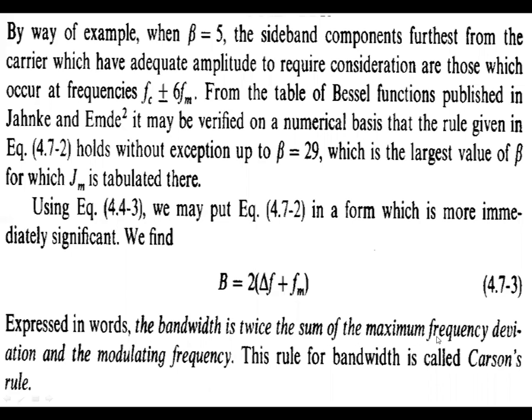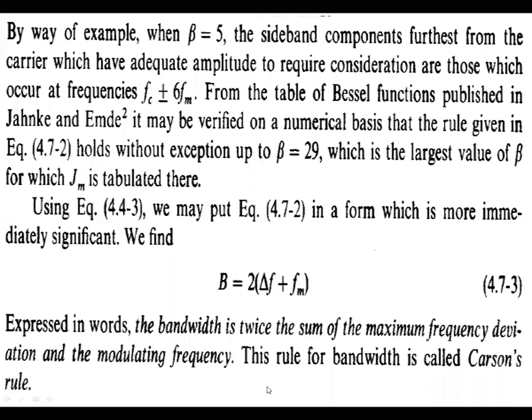of the maximum frequency deviation and the modulated signal frequency. So beta is equal to delta f plus fm; if we express the equation in words, the bandwidth is twice the sum of the maximum frequency deviation and the modulated signal frequency.